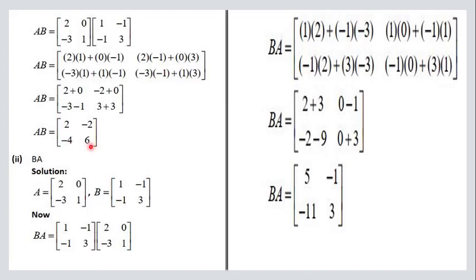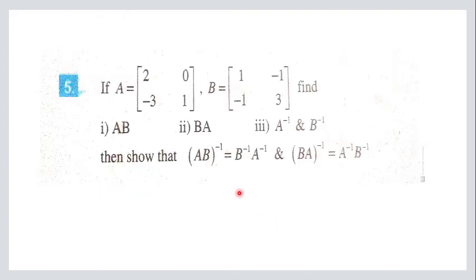Now we need to find out BA. So for BA, first of all we will write matrix B, which is [1, -1; -1, 3], and then A matrix is [2, 0; -3, 1]. Now we need to multiply these two matrices. So after multiplying these two matrices we get the result [5, -1; -11, 3]. So we have found out part 1, AB and then BA.